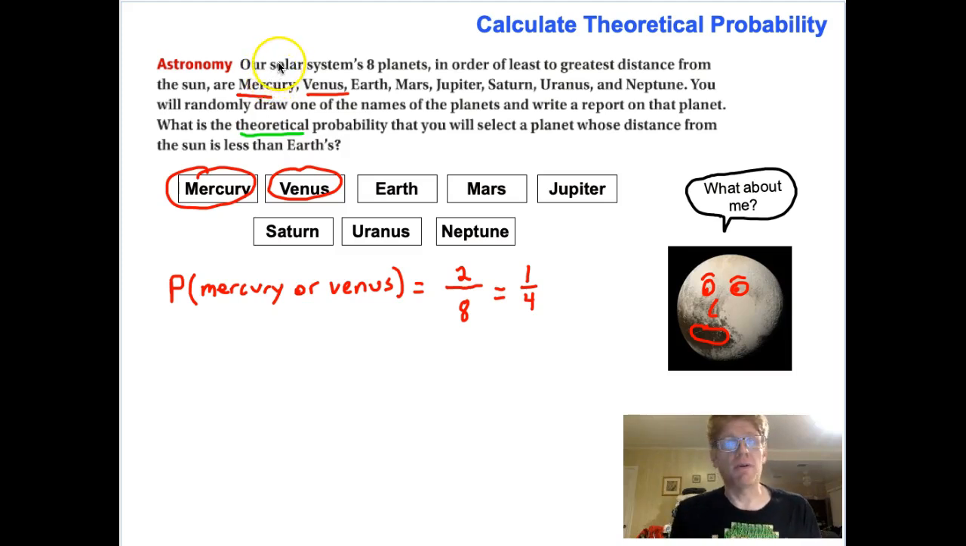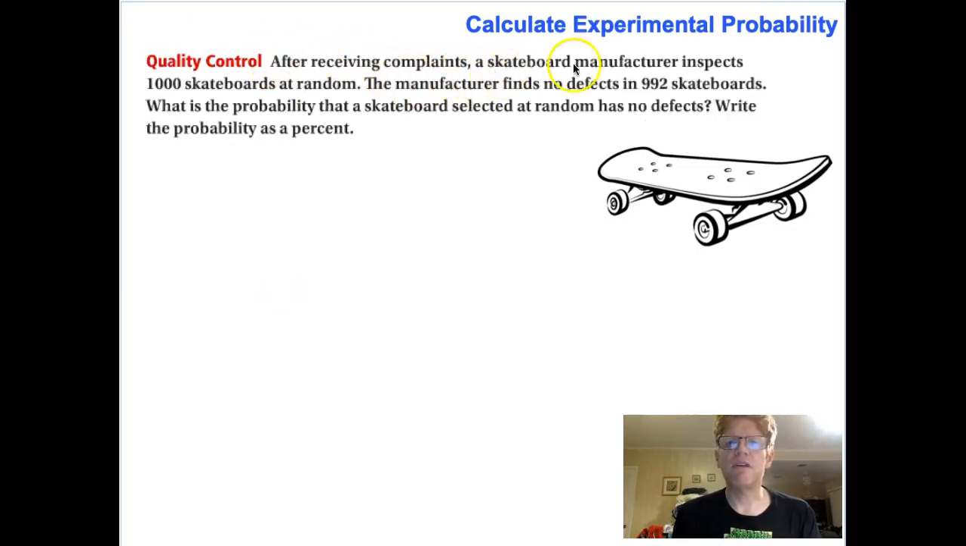To find the experimental probability, we'd have to actually reach in and draw out some names, maybe 20, 30, 40, 50, 100 times, and see what the actual experimental probability was. Let's look at an example of experimental probability. After receiving complaints, a skateboard manufacturer inspects 1,000 skateboards at random. The manufacturer finds no defects in 992 skateboards. What is the probability that a skateboard selected at random has no defects? Write the probability as a percent.